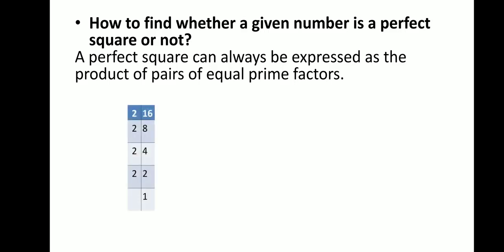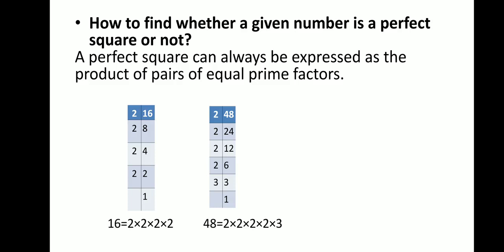Here I have taken two examples. First example is of 16 and another example is of 48. Expressing these two numbers into prime factors, we get 16 is equal to 2 into 2 into 2 into 2. 48 is equal to 2 into 2 into 2 into 2 into 3. Here, if we have a look, 16 can be expressed as the product of pairs of equal prime factors. But in case of 48, 3 is left unpaired, or 3 cannot be paired. So 48 is not a perfect square number. But 16 is a perfect square number.